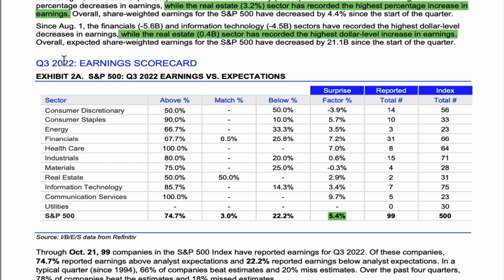This is Q3, Exhibit 2A, Q3 2022 earnings versus expectations, surprise factor 5.4% overall. You have some that are above, some that match, some below, but when you take the average of everything, it's 5.4% above.